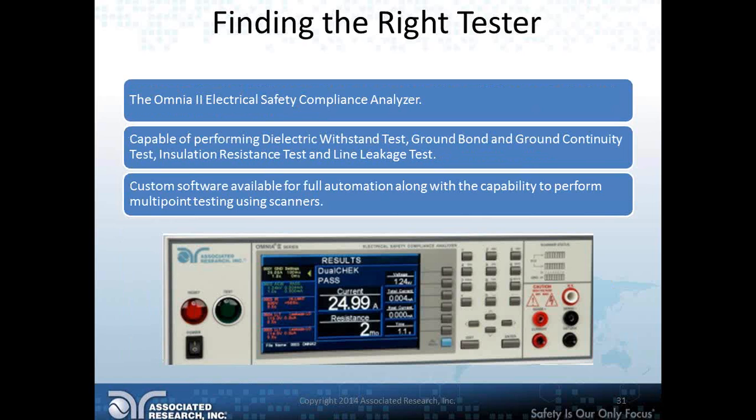So here's an example of one of our products, the Omnia 2, which some of you may be familiar with and may have already used. The Omnia 2 is a complete electrical safety compliance analyzer capable of performing all the electrical safety tests that we've talked about, starting with ground continuity, ground bond, AC-DC high pots, insulation resistance, functional run, and your line leakage tests. So this on its own can be considered a complete medical test system because those are all the tests that are required by medical standards.